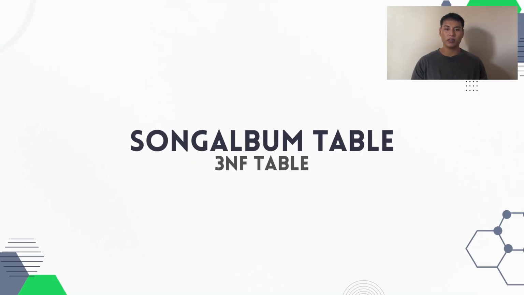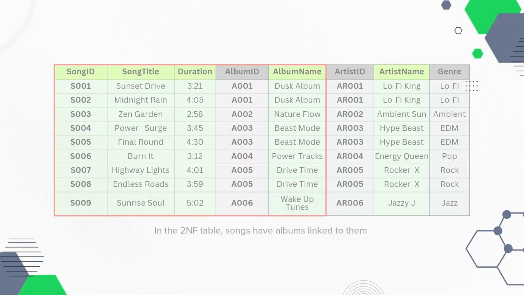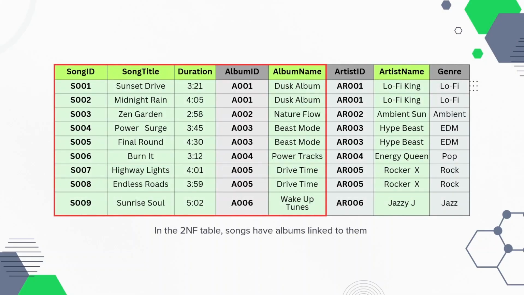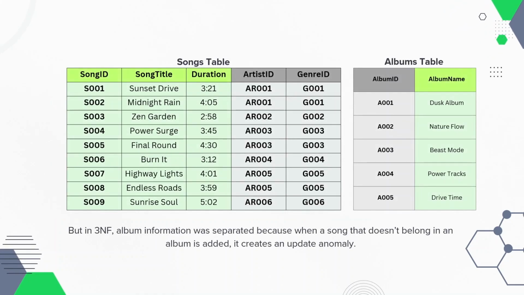Another important refinement involves the song-album relationship. In the 2NF design, album details were stored directly in the songs table, but this caused problems when adding a song that doesn't belong to any album. The album column would be left empty. But in 3NF, album information was separated, because when a song that doesn't belong in an album is added, it creates an update anomaly.